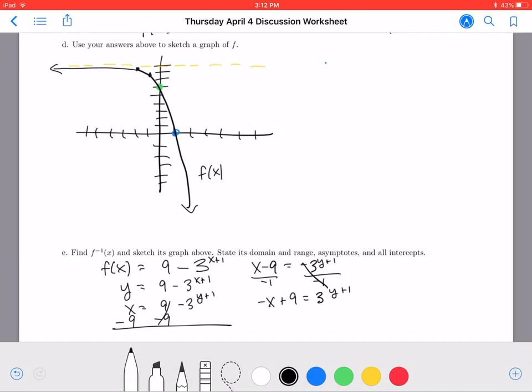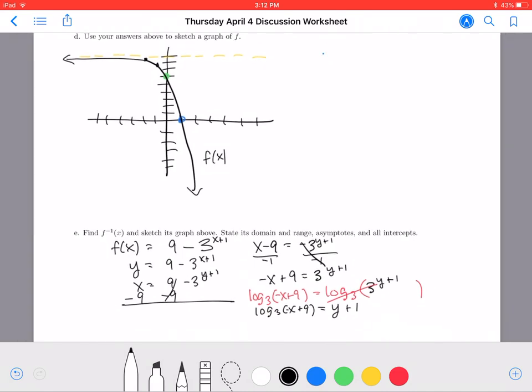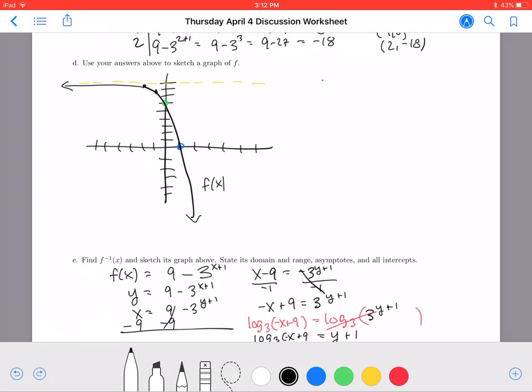Okay, so how do I get the y out of the exponent? I take log base 3 of both sides. And when I do that, on the right side, they pretty much cancel each other out and you're just left with the exponent. On the left side, I just have negative x plus 9 in the log base 3. And then solving for y, I get y is equal to log base 3 of negative x plus 9, minus 1.